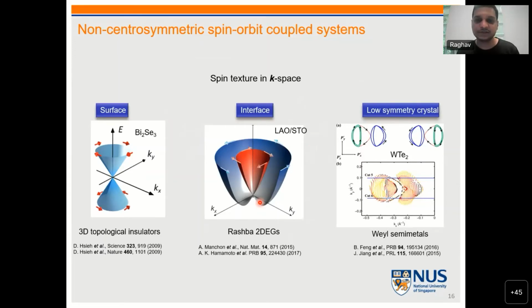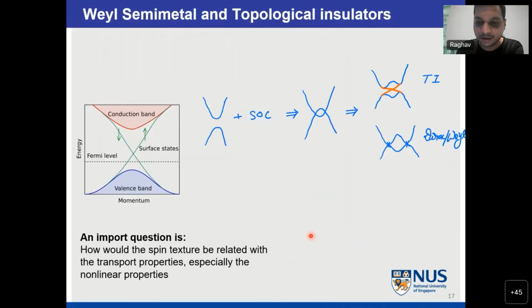So what kind of system shows this nonlinear Hall effect? There are three typical systems which are non-centrosymmetric, basically they break the inversion symmetry. These are topological insulators, Rashba 2D gas insulators, and Weyl semimetals, which are low symmetry crystals. In all these we have observed very good spin orbit coupling, and they also show inversion symmetry breaking, which is very useful for rectification and second harmonic generation, and of course the nonlinear Hall effect.